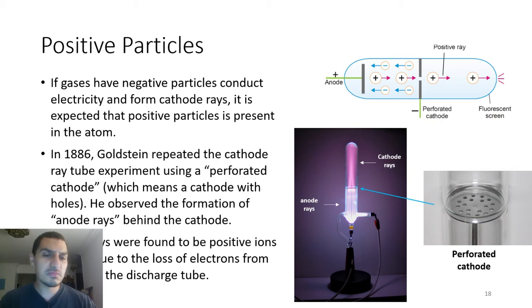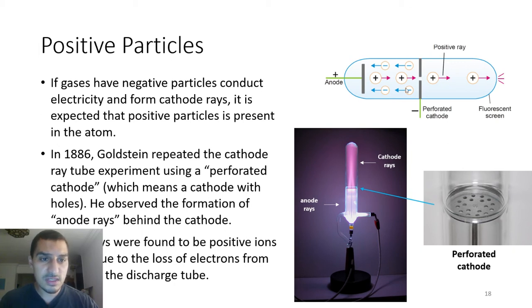So Goldstein did a very smart modification to the cathode ray tube. Instead of having a normal cathode in the setup, he used a perforated cathode. It's something like what we see here in this photo. So it's a cathode that has some holes.